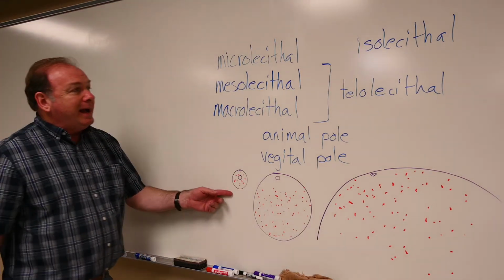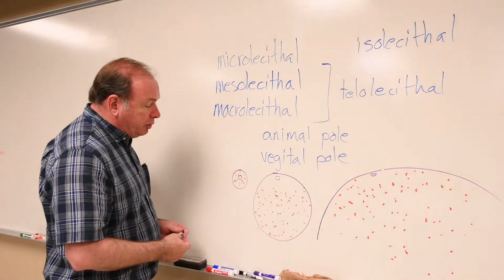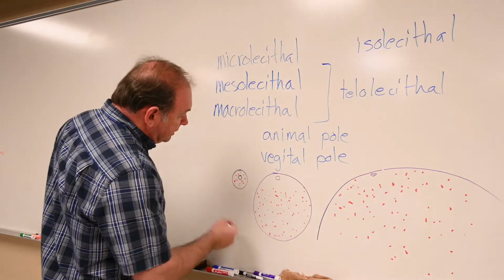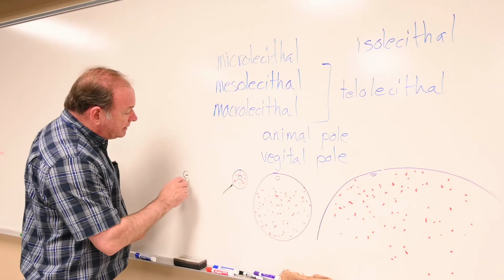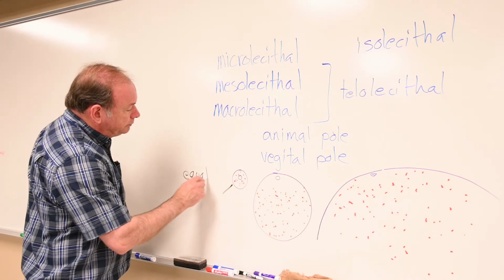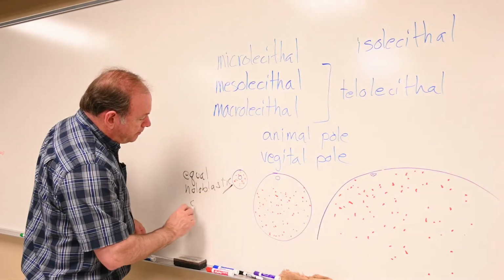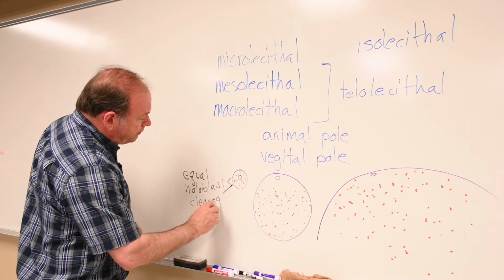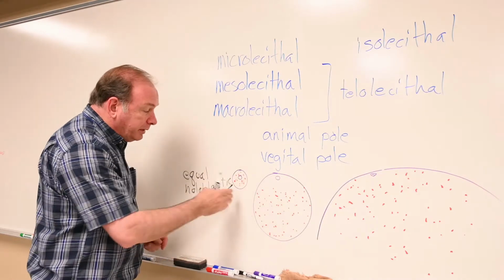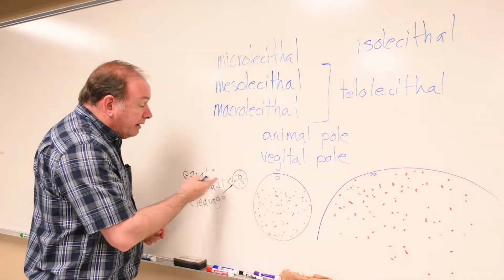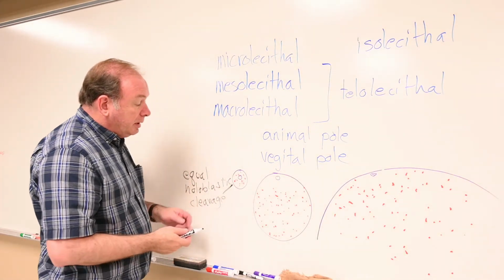This first example, the isolecithal, microlecithal egg, when it divides, it's going to become two equal-sized cells. So it's going to have what we call equal holoblastic cleavage. Cleavage event is when the cells divide, that's splitting event. So when it splits, cleavage event, you're going to have two equal sized cells. They're not going to be one large cell and one small cell or anything of that sort.